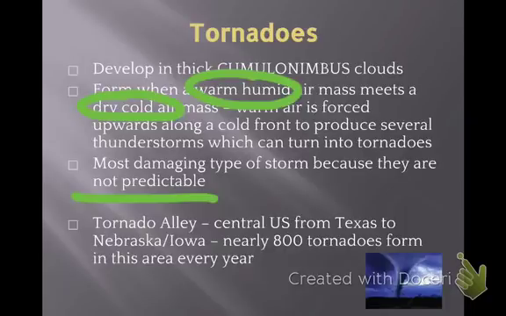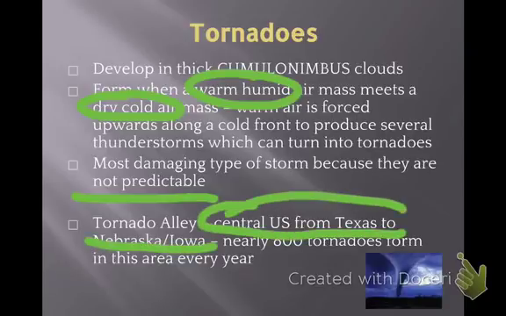Okay? And then Tornado Alley, I think somebody asked about that a week or so ago. It is in the central U.S., from Texas to Nebraska and Iowa. Nearly 800 tornadoes form in that area every year. And I'm going to go back and show you that in just 1 second.